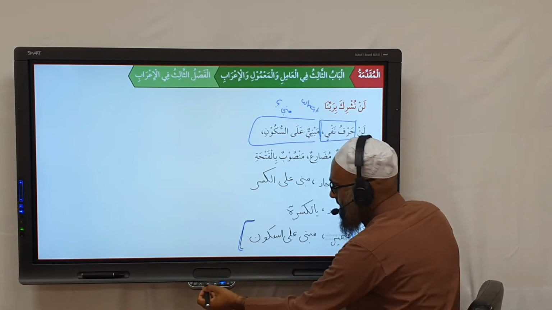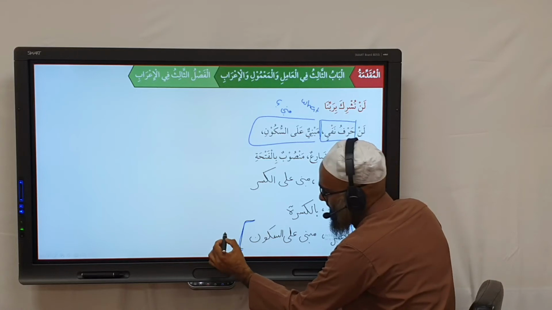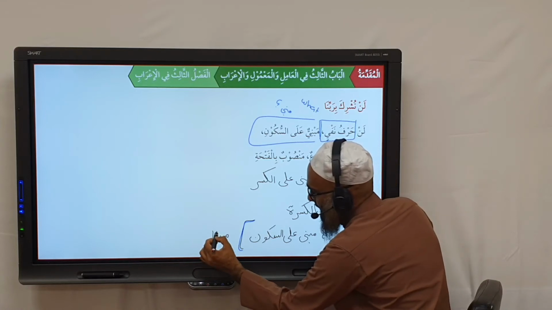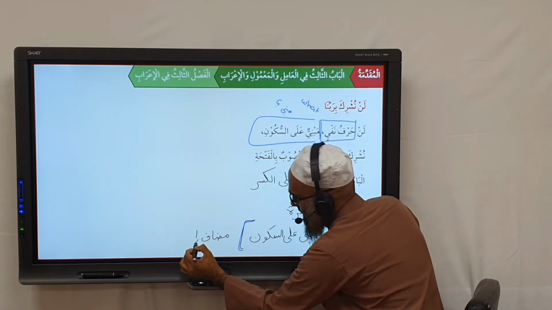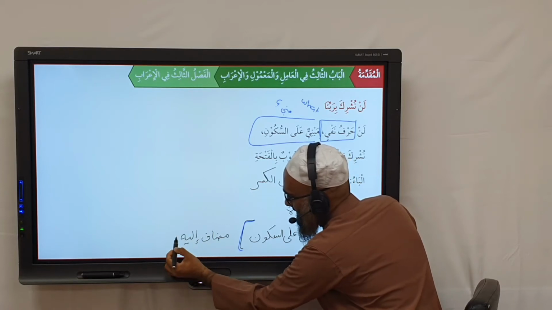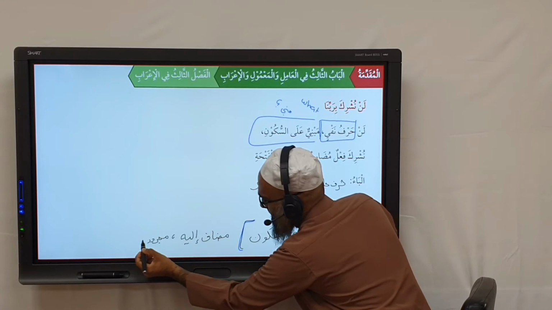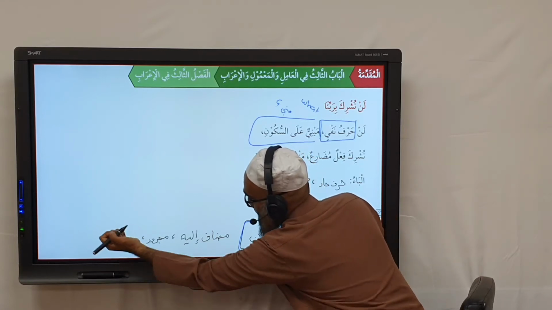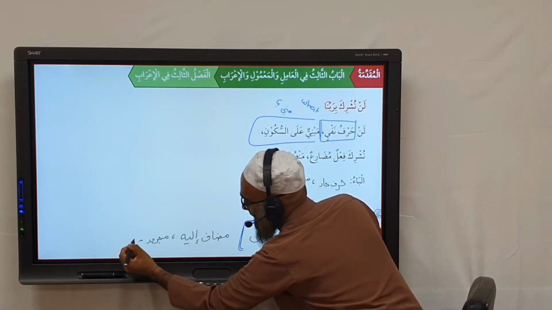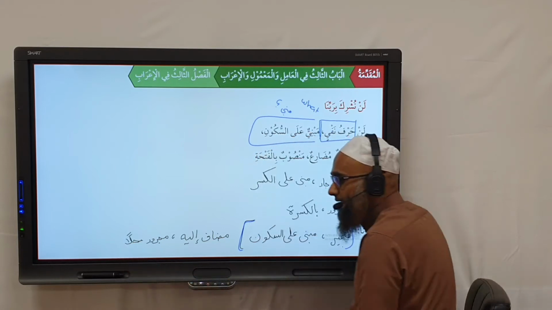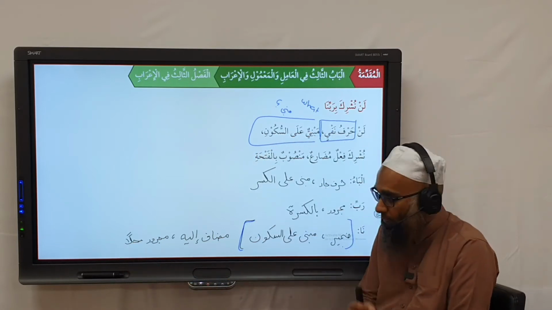What's the i'rab? You say mudafun ilay. The grammatical function is mudafun ilay. What's the state? Majroor. And how is it expressed? You say majroorun mahallan. It has i'rab mahalli because it's a mabni word. So mabni words have i'rab mahalli.